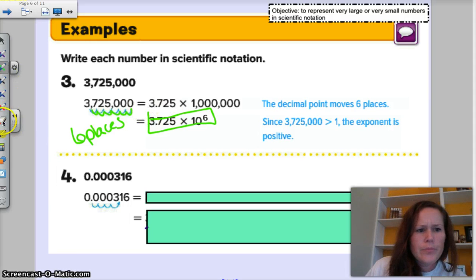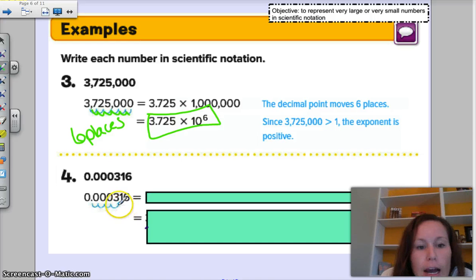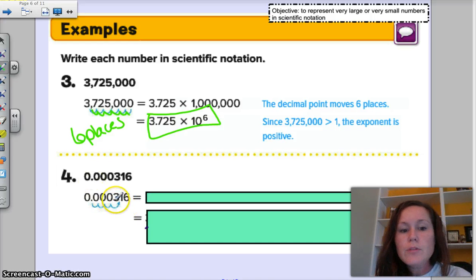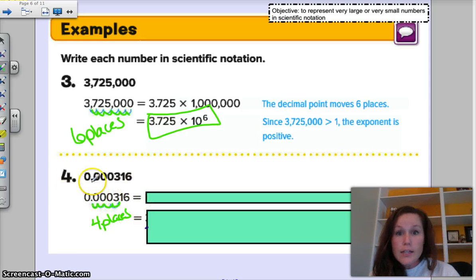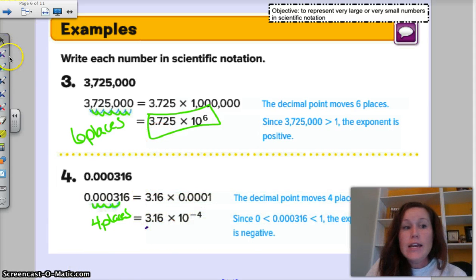Oh, that's terrible. Forgive me. So let's look at example number 4. 0.000316. I've got to get my decimal point right in between that 3 and 1. Boom, boom, boom, boom. I moved 4 places. This time, my number that I'm writing in scientific notation is less than 1, so that tells me my exponent is going to be negative. -4 because I moved 4 places.